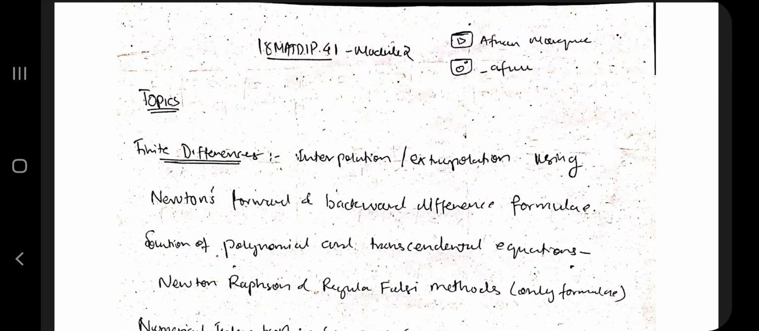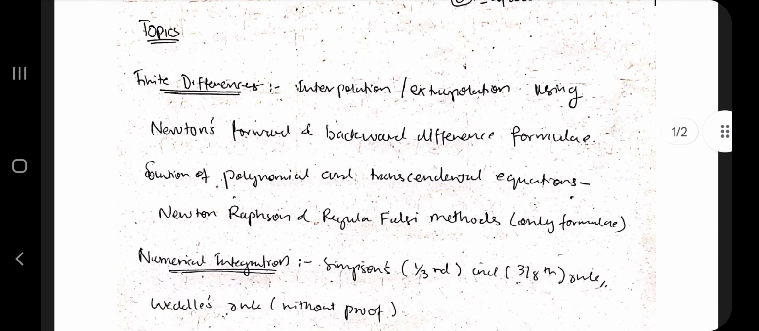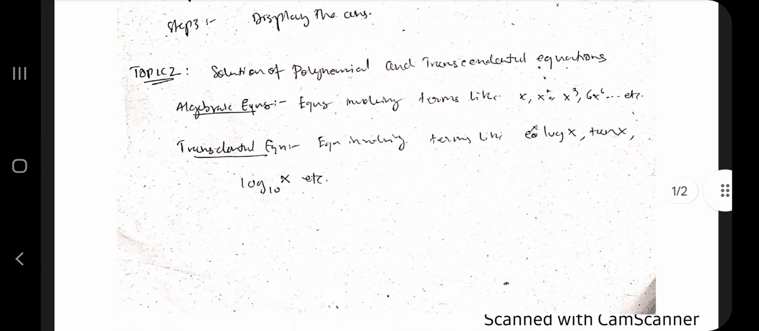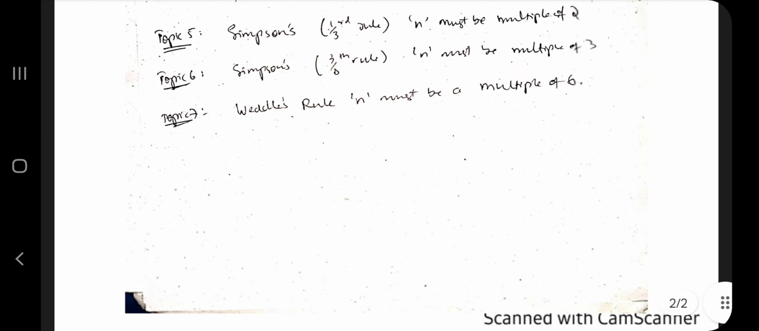Hello everyone, today in this video we'll be discussing module 2 of 18DIPMAT41. In module 2 we have two main topics, which are finite differences and numerical integration. The topics you could expect questions from are as follows: topic 1, topic 2, topic 3, 4 and 5, 6 and 7.